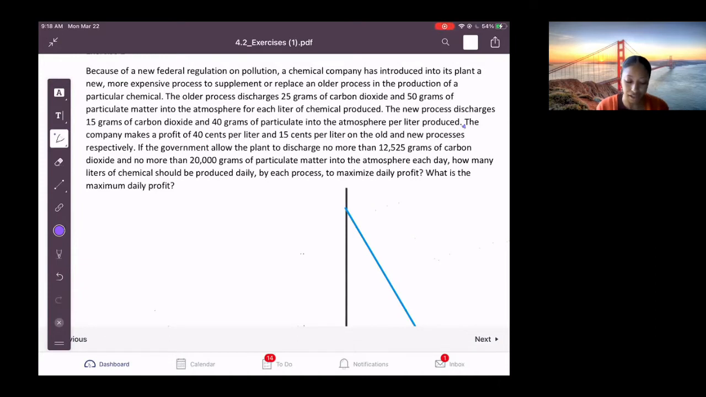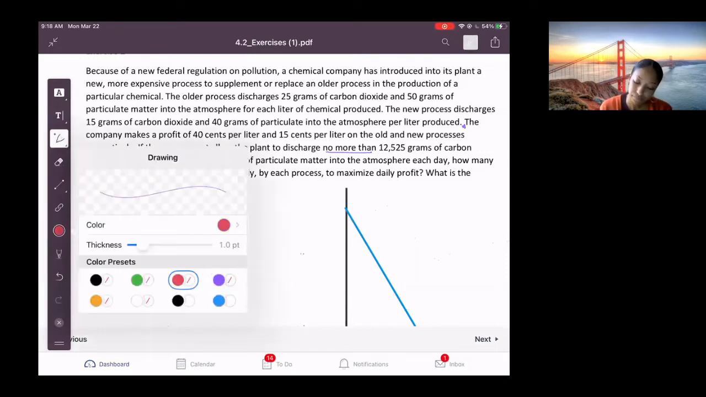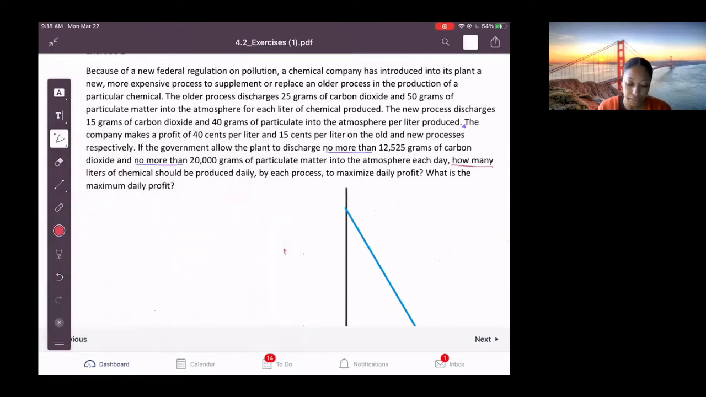We are here. The company makes a profit of 40 cents per liter and 15 cents per liter on the old and new processes, respectively. If the government allows the plant to discharge no more than, those are keywords here, no more than 12,525 grams of carbon dioxide and no more than 20,000 grams of particulate matter into the atmosphere each day. Finally, the question: how many liters of chemical should be produced daily by each process to maximize the daily profit? And what is the maximum daily profit?